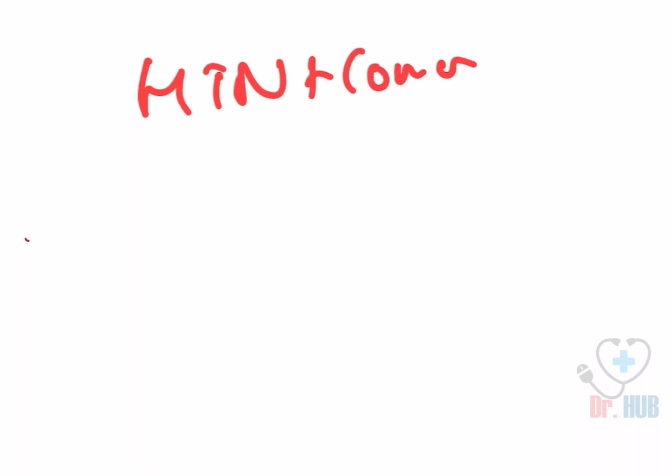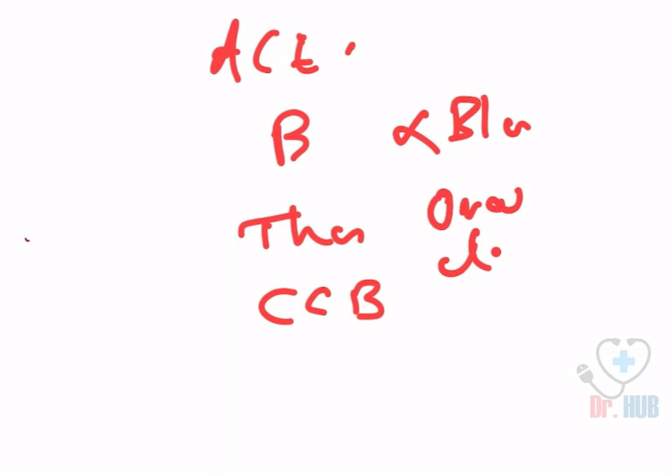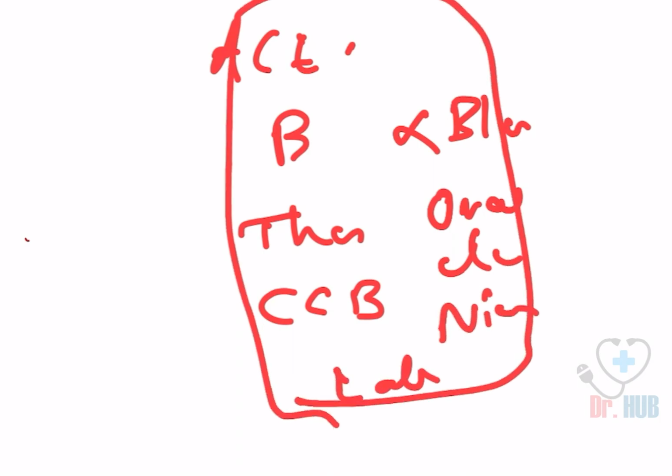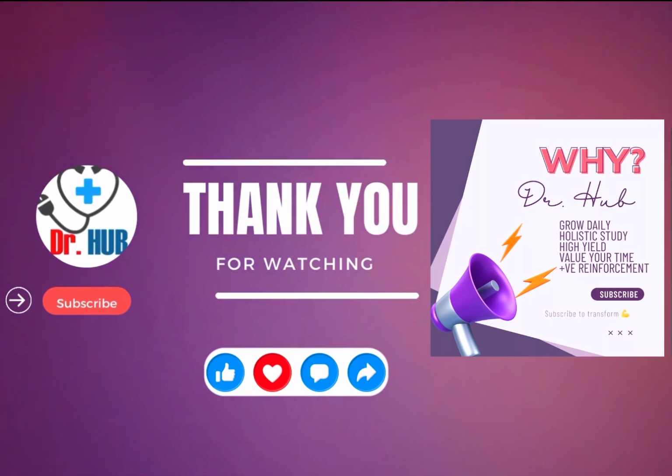Next, we'll just recap what we did. We saw the hypertension associated with the comorbidities, and just naming the drugs we used: ACE inhibitors, beta blockers, thiazides, calcium channel blockers, alpha blockers, oral clonidine, nicardipine, as well as labetalol. Each of them has their respective use in case of comorbidities.